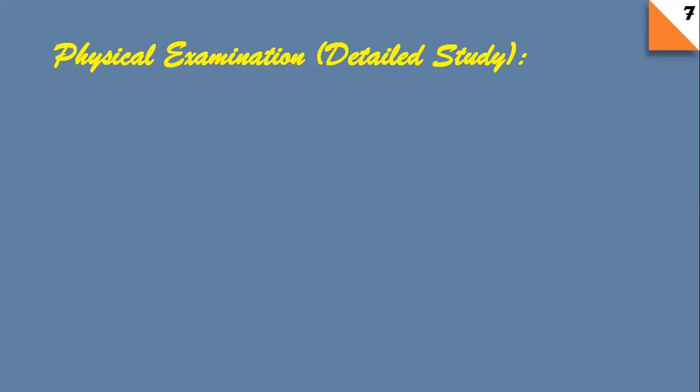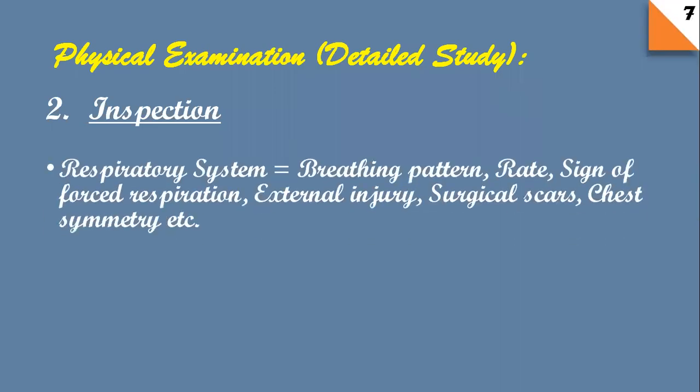Talking about the detailed study of physical examination, continuing after vitals, the second thing we do is inspection. In inspection, we look at the respiratory system: firstly the breathing pattern, the rate of breathing, and signs of forced respiration, as we already talked about earlier. Then we look for external injuries, whether there are surgical scars, and what the chest symmetry is, whether it is symmetrical on both sides or seems to be less on one side, which suggests a collapse of the lung on that side.